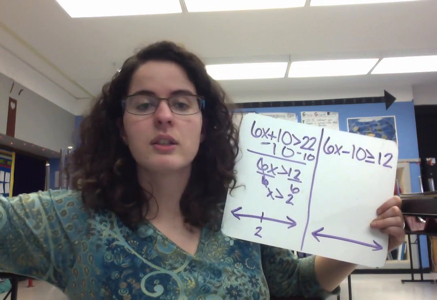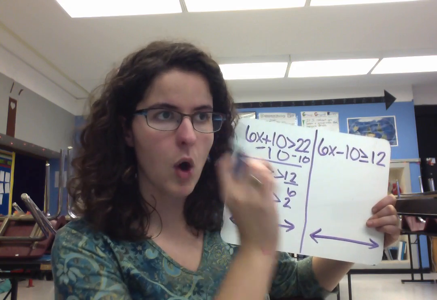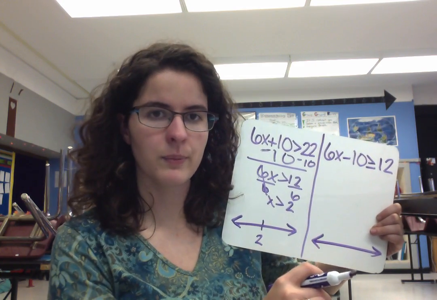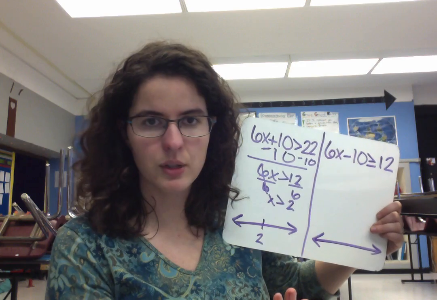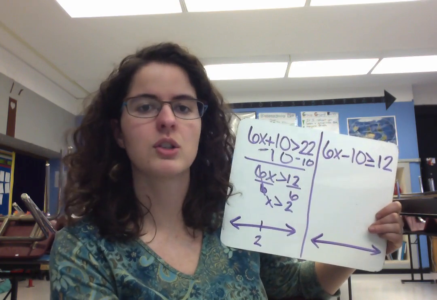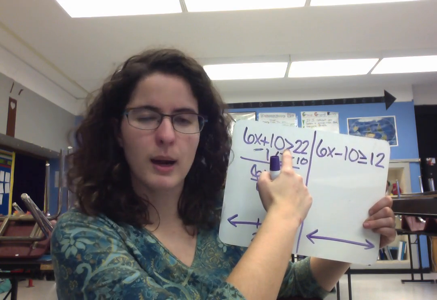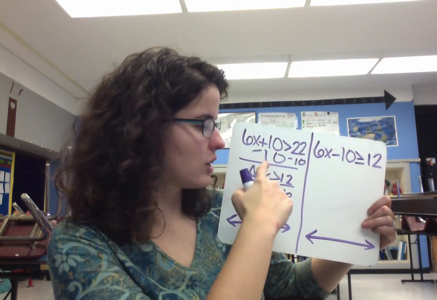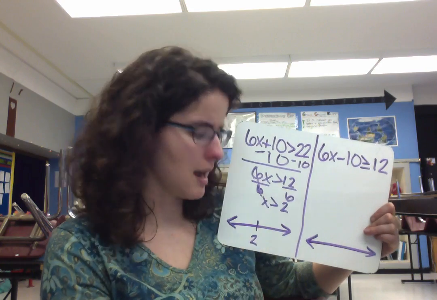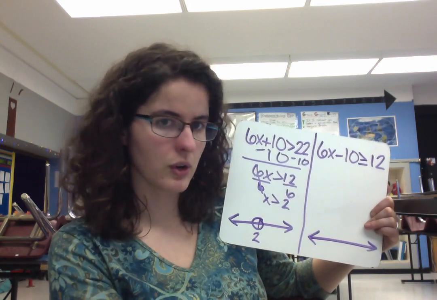But I do not know if it's going to be an open circle at 2 or a closed circle at 2. If it's open, then 2 is not a solution. It would not make this true. And if it's closed, 2 would make this true. Well, I know that 22 can't be greater than 22. So that means 2, even though it's my balance point, is not a solution. So I'm going to have an open circle here.